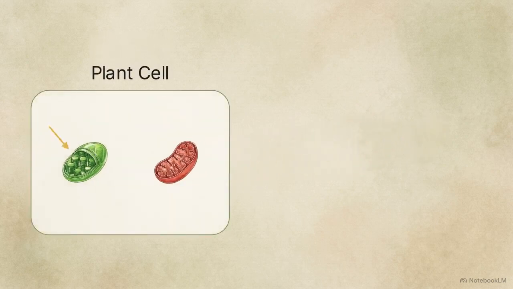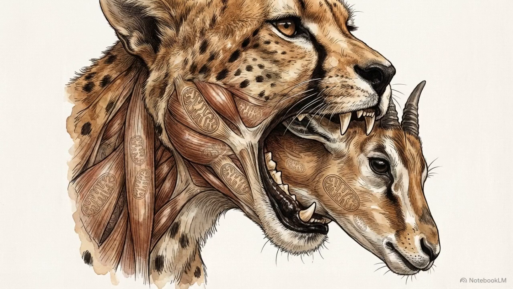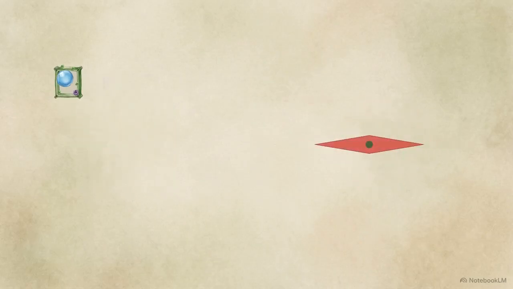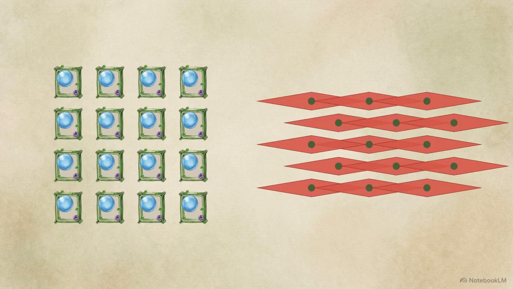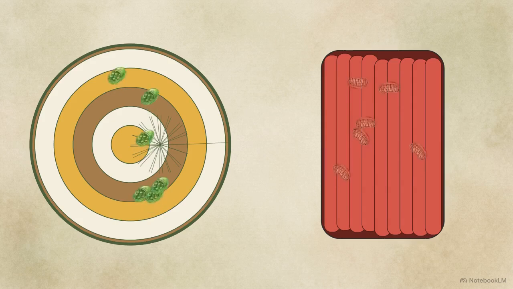Plants use both to build and then burn their own fuel. Animals, however, lack chloroplasts entirely, meaning they must constantly consume food from their outside environment and rely solely on mitochondria to unlock the energy inside. This microscopic architecture scales up to define the macroscopic world. The cheetah's speed and the tree's height are the direct results of the organelles inside their cells.